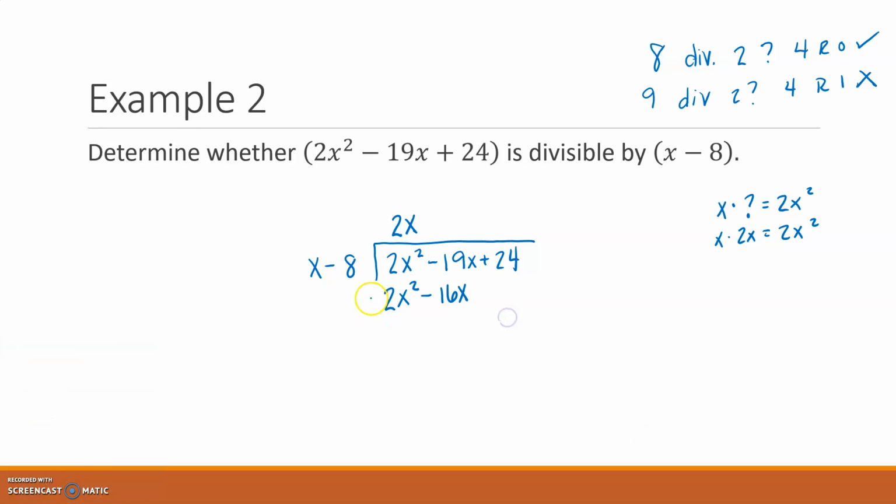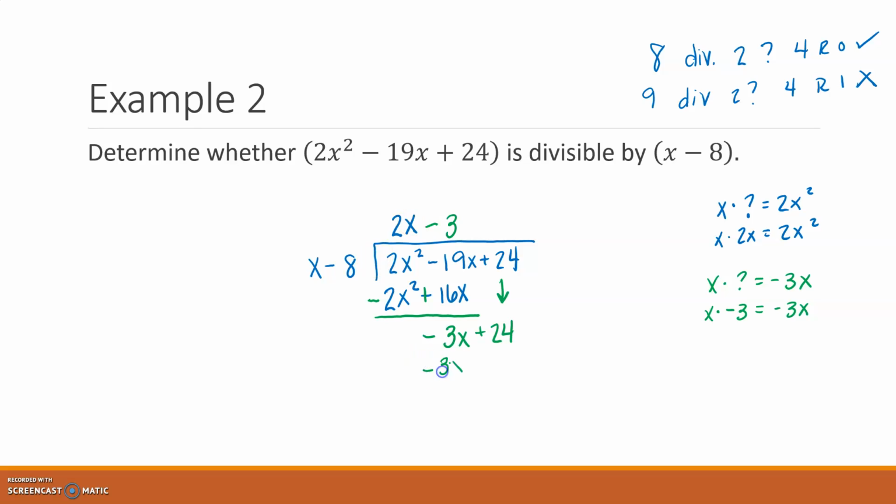All right, change the signs. That's probably the biggest mistake people make, is forgetting to change the signs. I get negative 3x and I bring this 24 down. Now I'm going to say x times what equals negative 3x, and I would multiply it by negative 3. X times negative 3 equals negative 3x. So I'm going to put a negative 3 up here and then multiply.